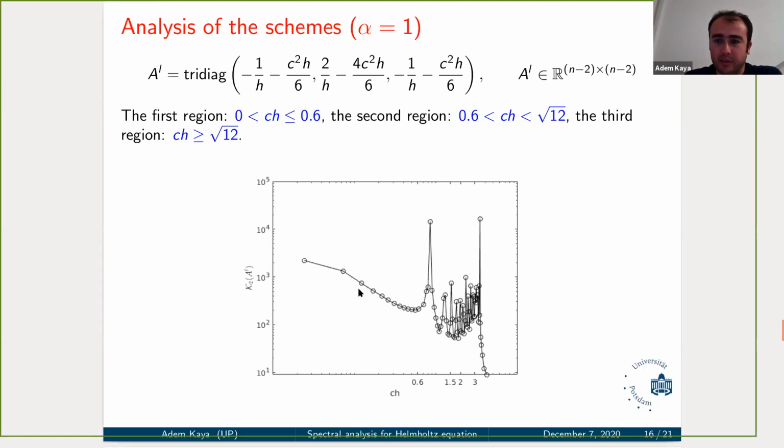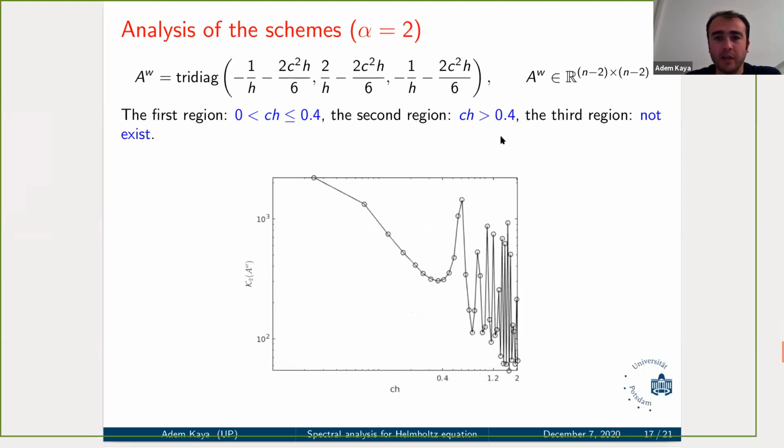Again, here we see the condition numbers for different values of CH, and it is consistent with the regions I found analytically. And for another value of alpha, we have a finite difference scheme for which the system matrix never becomes diagonally dominant for increasing CH. So in this case, we have two different regions. The first region is between 0 and 0.4. The second region is when CH is greater than 0.4. And here we see the condition numbers. Again, in the first region it is monotonically decreasing, and we see abrupt changes in the second region.